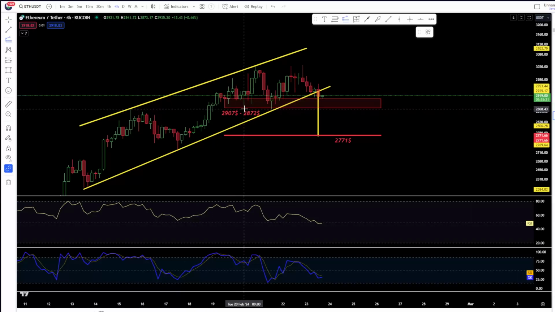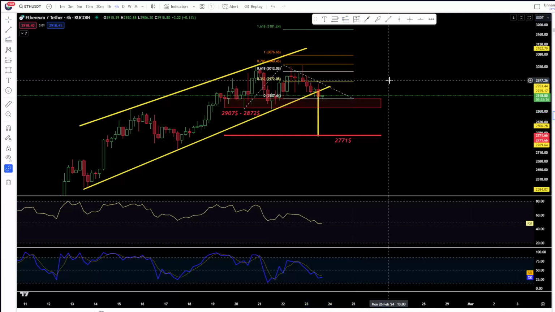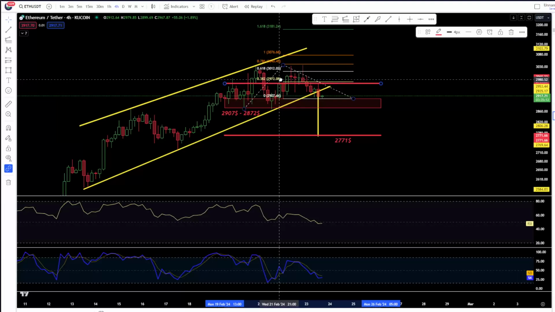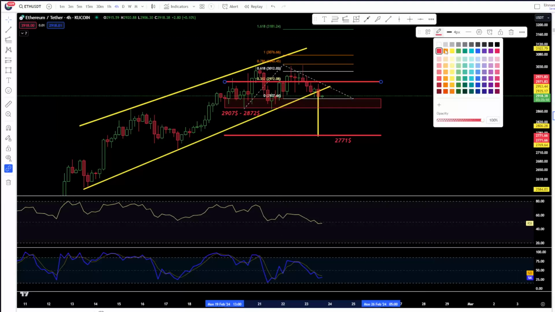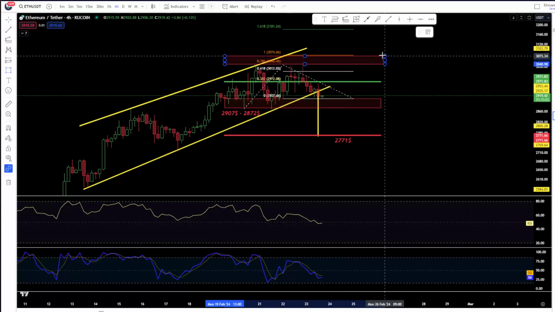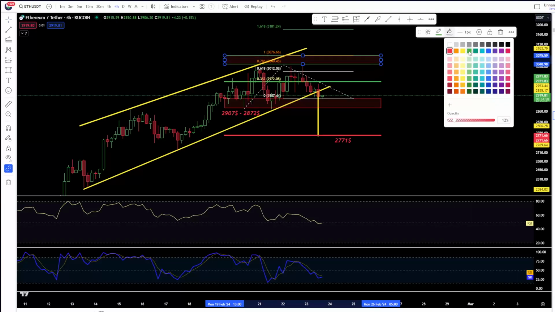Looking the other way, we can similarly mark places where the price should encounter resistance on the way up. And here the first resistance is visible at the price of $2,971, and before further increases, the price will again have to face the resistance zone from $3,040 to $3,075.